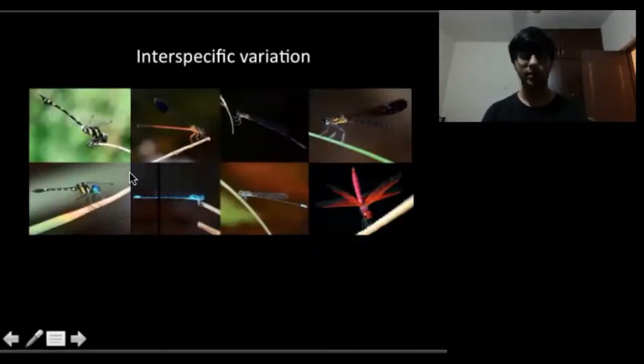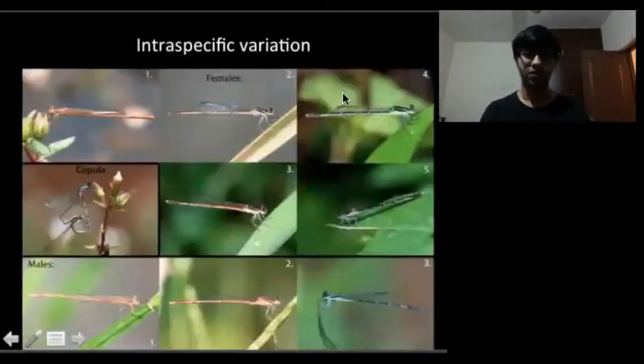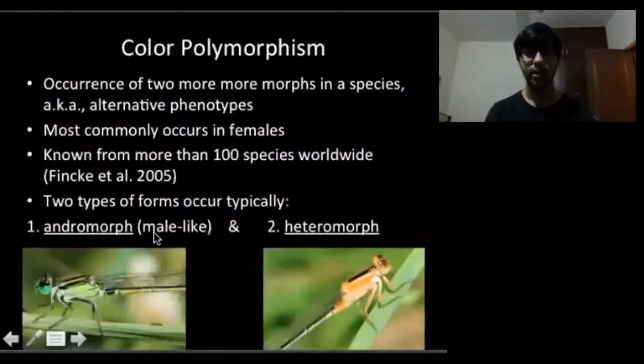These are two dragonflies. This is a dragonfly. All of them are damselfly. But you can also see a lot of intraspecific variation where the females go through different stages of coloration and finally acquire adult coloration. So these are 5 female individuals, and these are 3 male individuals exhibiting the color variation in this species called splendid dartlet.